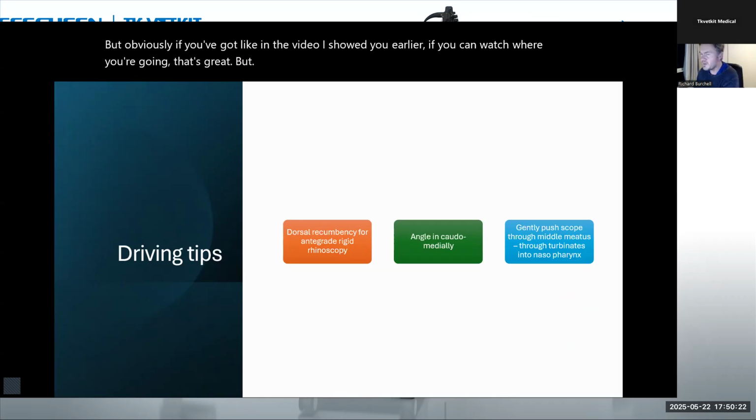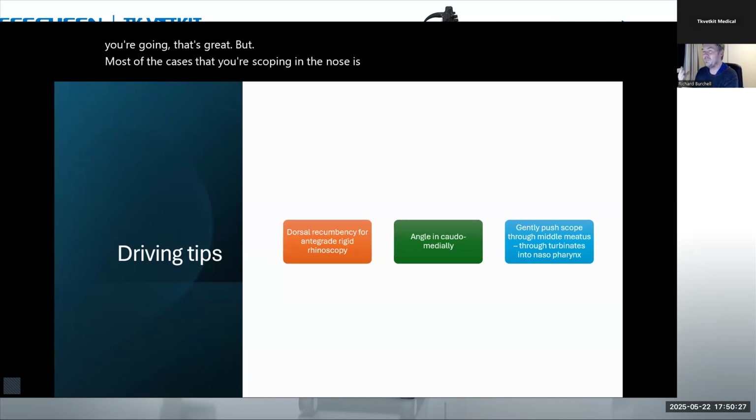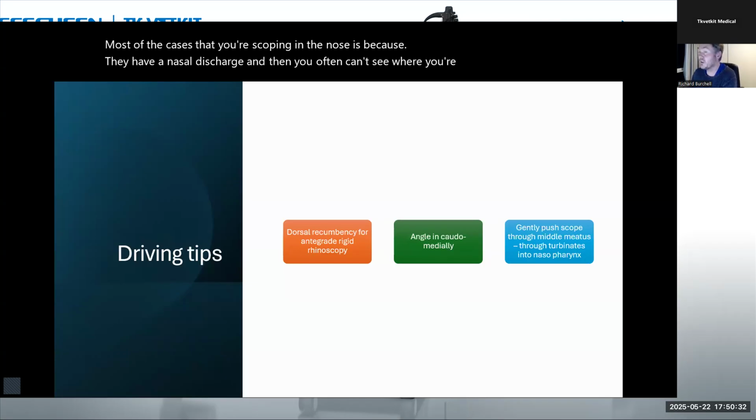But most of the cases that you're scoping in the nose is because they have a nasal discharge, and then you often can't see where you're going. So sometimes you have to go a bit by feel.